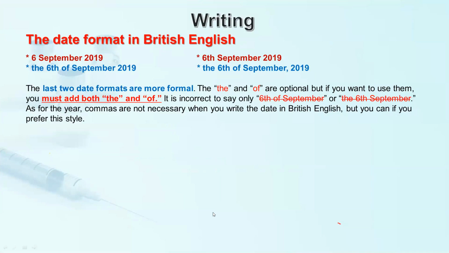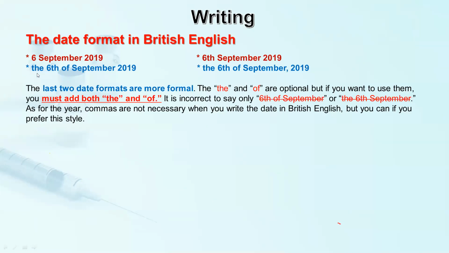So how to write date in British English? Simply, you write the number of the day, then the name of the month, then the digits of the year. And here I prefer to write full digits, like 4 digits for the year, not just only 19. No, you have to write 2019 to be more formal. And the next style here, you can include TH here, 6th September 2019. So this is another style to write the date in British English.